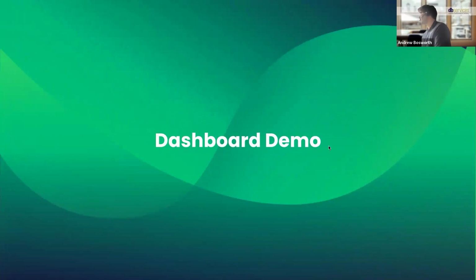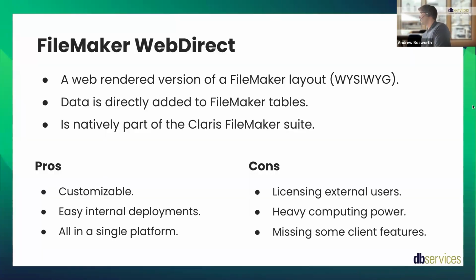All right. So with that out of the way, we're going to start going into the 4 major food groups of submitting forms. So FileMaker WebDirect. FileMaker WebDirect is natively part of the Claris FileMaker suite. So it comes with FileMaker. If you have FileMaker, you have access to it. It's basically a web rendered version of your FileMaker layouts.